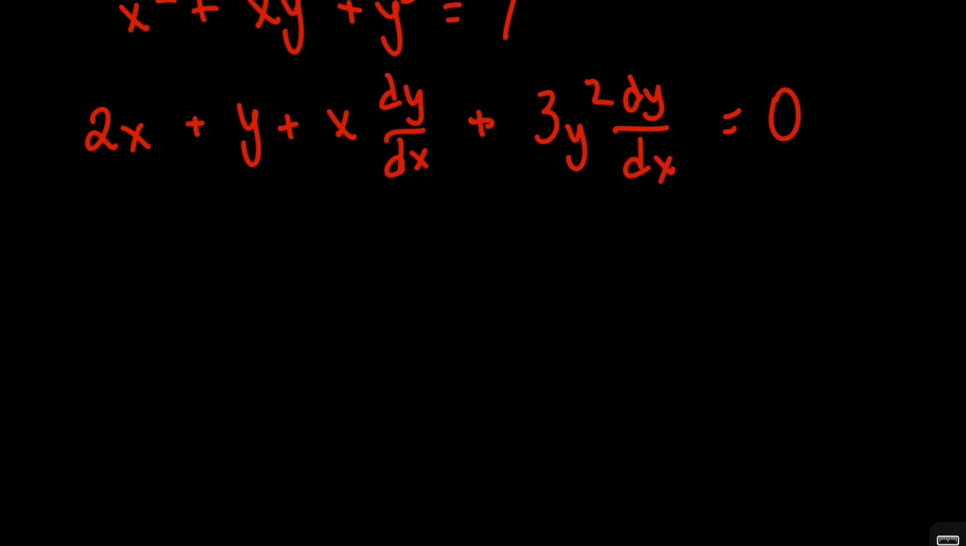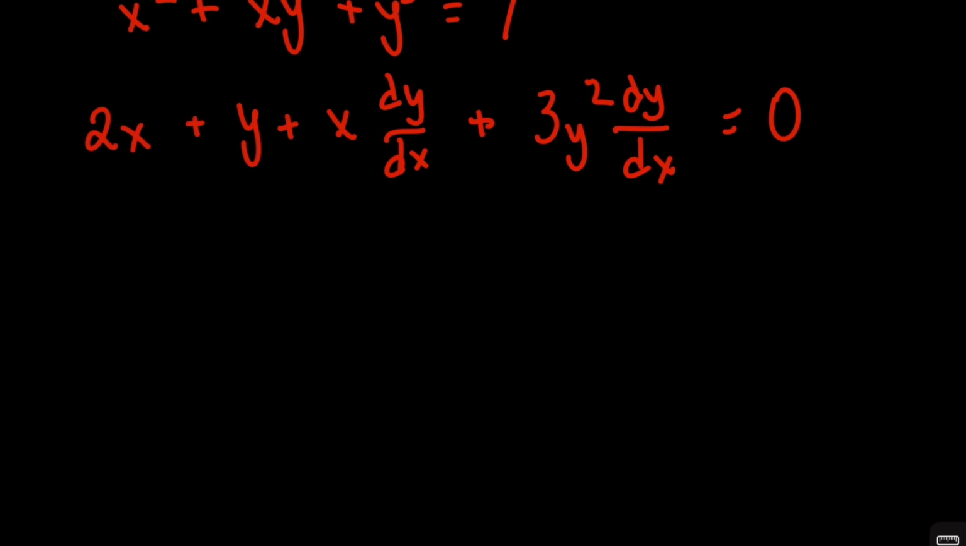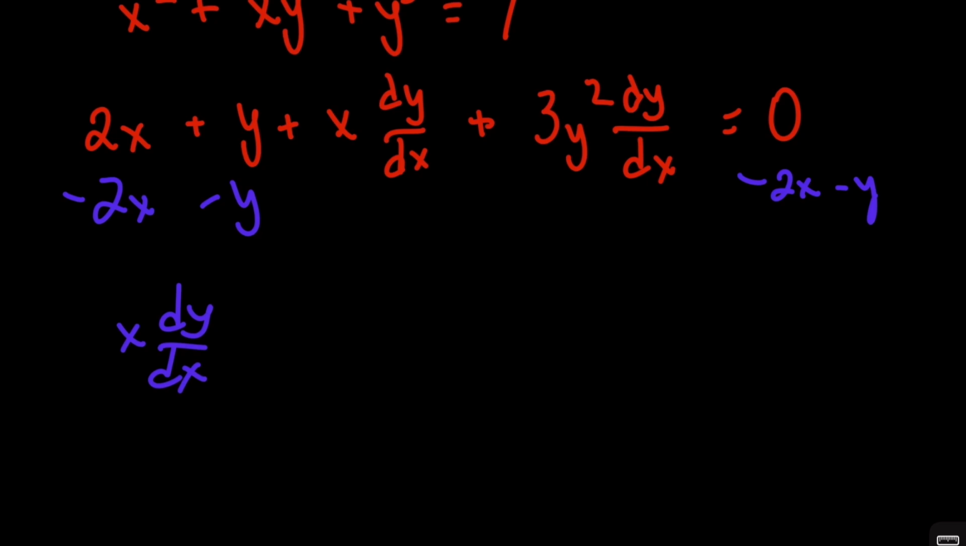And now you just have to isolate. So we're going to subtract the 2x, and we're going to subtract the y. I think I'm going to use a different color now. So we subtract the 2x and then the y from both sides, minus 2x minus y. So you get x times dy dx plus 3y squared dy dx equals negative 2x minus y.